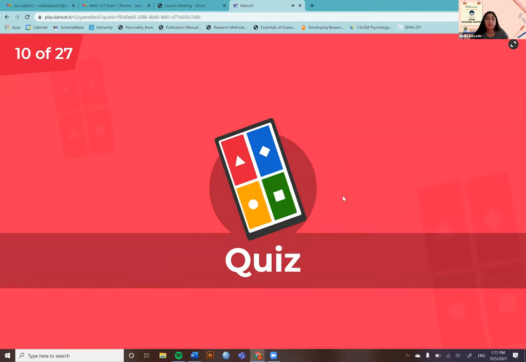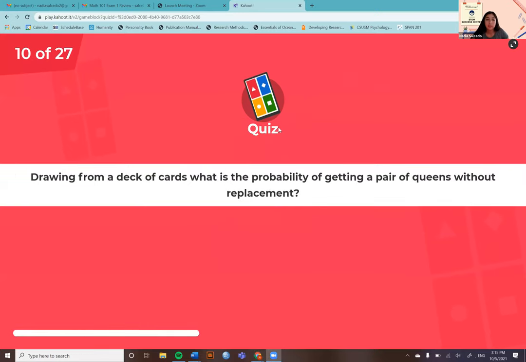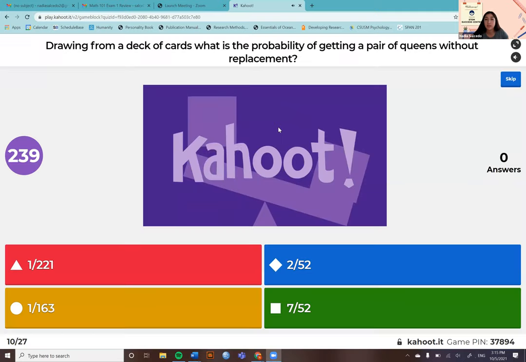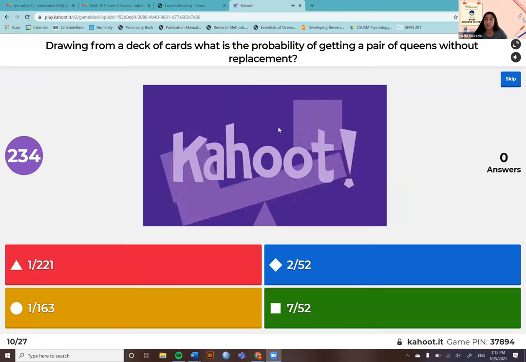Okay. All right. Drawing from a deck of cards, what is the probability of getting a pair of queens without replacement? So this one's telling us that we're not replacing the card. So what is the probability of getting a pair of queens if we're not replacing it?